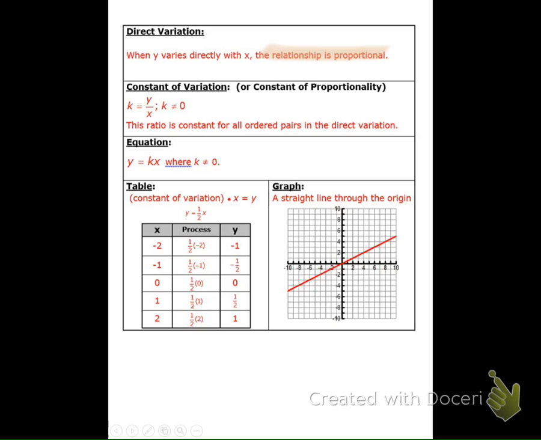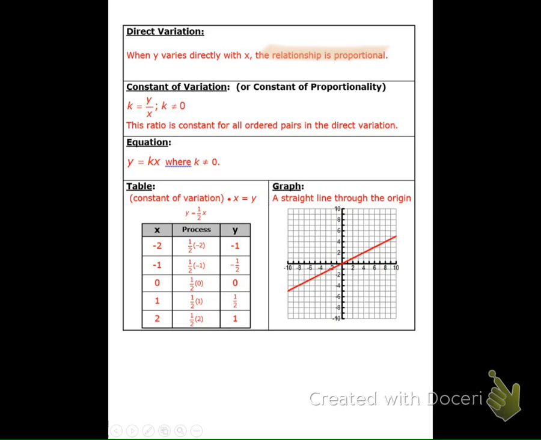So the graph is still going to go through the origin. We're still going to have that constant variation. It's still going to look multiplicative, if we're taking it way back to what we learned and talked about a couple years ago. So everything that's true for proportional is also true for direct variation. There are a couple of things that are slightly different, but not really too different.